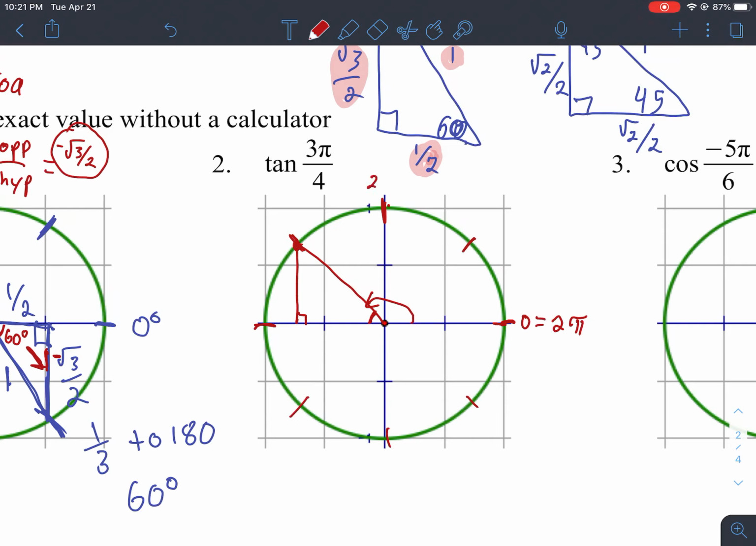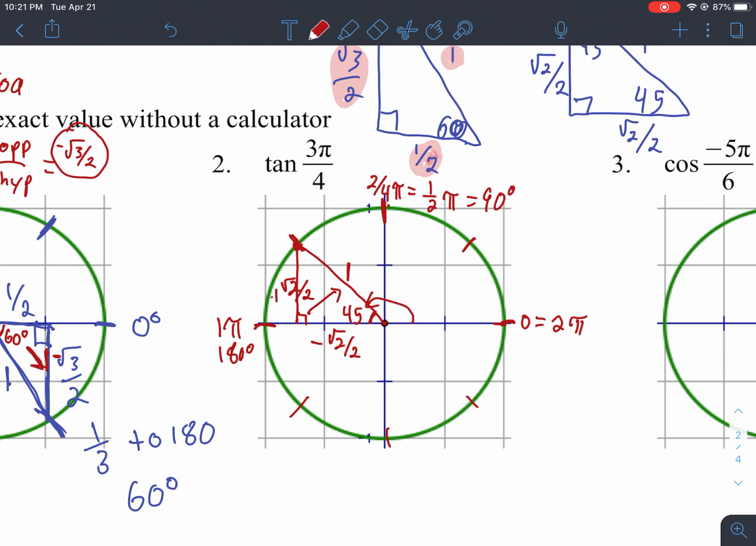Okay, does that make sense? So 2/4 pi is the same as 1/2 pi. That's the same place as 90 degrees. Over here is 1 pi, or 180 degrees. We're right in the middle between 90 and 180, which gives us a reference angle of 45. And then the hypotenuse is always 1. That's the radius of the unit circle. And the sides are the same. They're both the square root of 2/2 and the square root of 2/2.